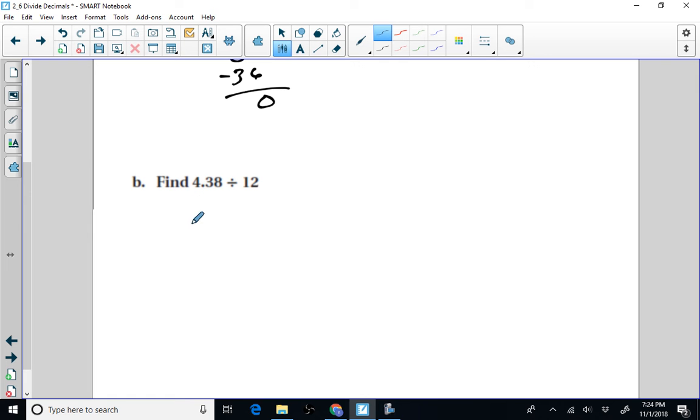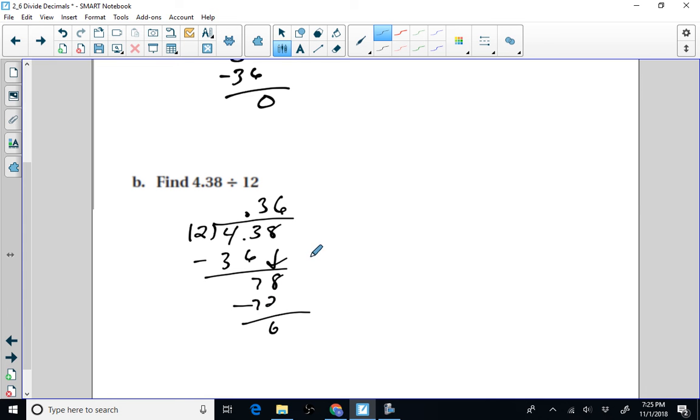If we look at our next example, I'm going to divide 12 into 4 and 38/100ths. Put the decimal point in our quotient. 12 can't go in the 4, but it goes in the 43 3 times. 3 times 12 is 36. I subtract, I get 7. Bring down the 8. 12 goes in the 78 6 times. 6 times 12 is 72. Subtract, I get 6. So I add a 0. I bring that 0 down. 12 goes into 60 5 times.